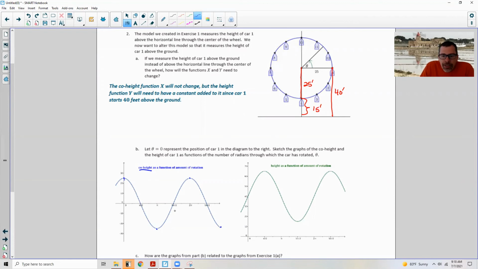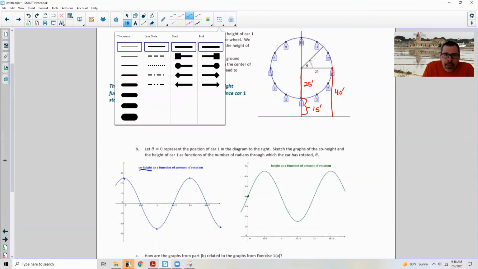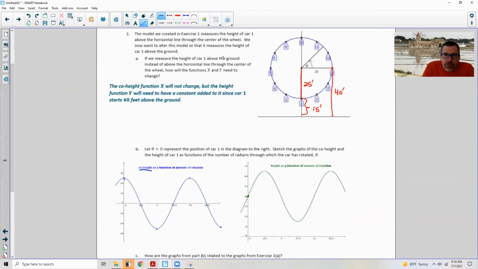So coheight did not change, but notice the change in the height function or sine. So instead of now starting at 0, we are starting 40 feet above the ground. So what that has done is given us a midline of 40 feet.